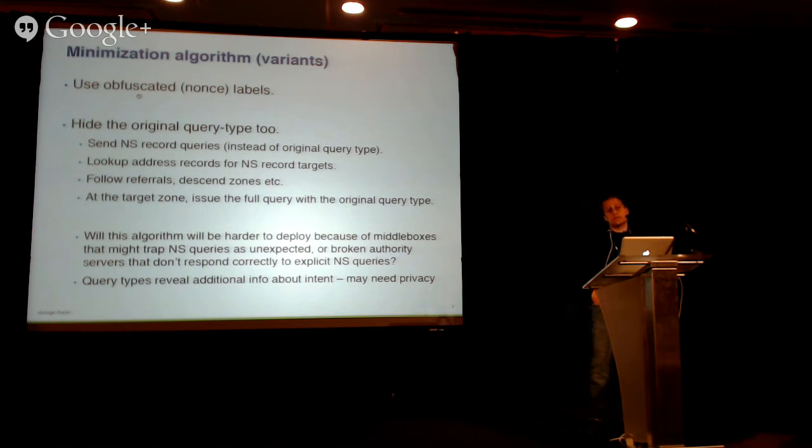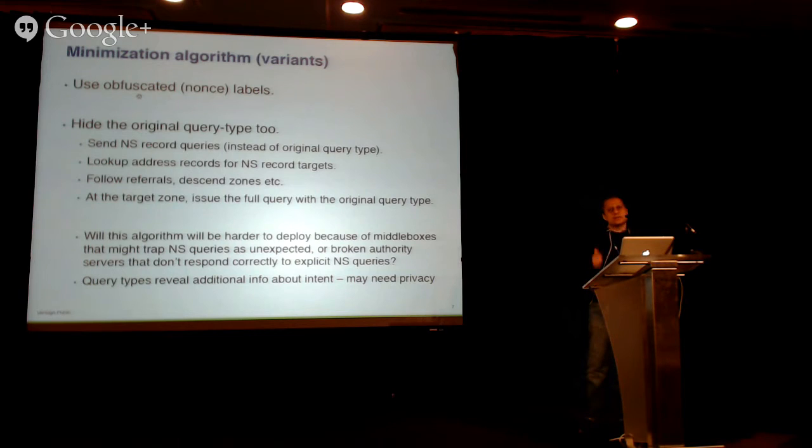In addition to minimizing the query name, we also try to hide the query type. The obvious way to do that is, instead of issuing the actual query type, we issue NS record queries until we get to the target zone, and then we change it to the actual query type and reissue that query.